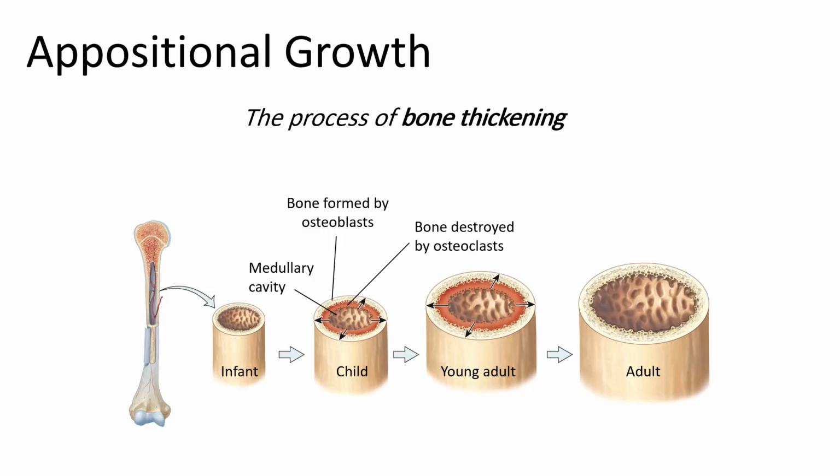Now, if we cast our minds back to the components of bones, we'll remember that the periosteum is the outer layer of our bones. In the process of appositional growth, cells within the periosteum differentiate into osteoblasts. These osteoblasts secrete osteoid and gradually mature into our osteocytes.